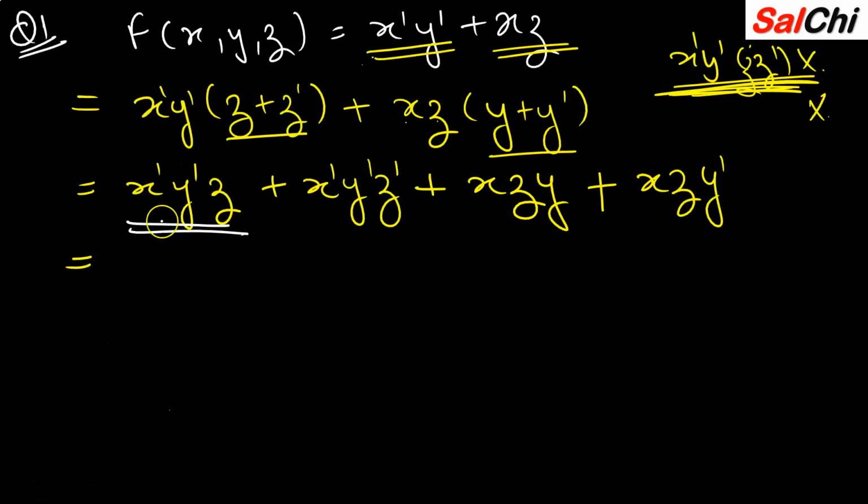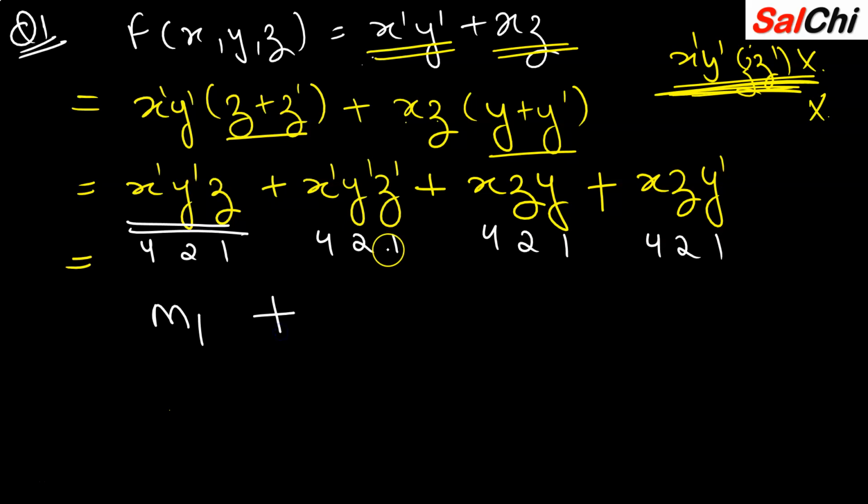This was my question. So it will be what? You can see, let me number it again for you. This is the first question. Do it for every variable, with 4, 2, 1. Now see which is the non-complement: z. So z is on which position? 1. So it's m1.